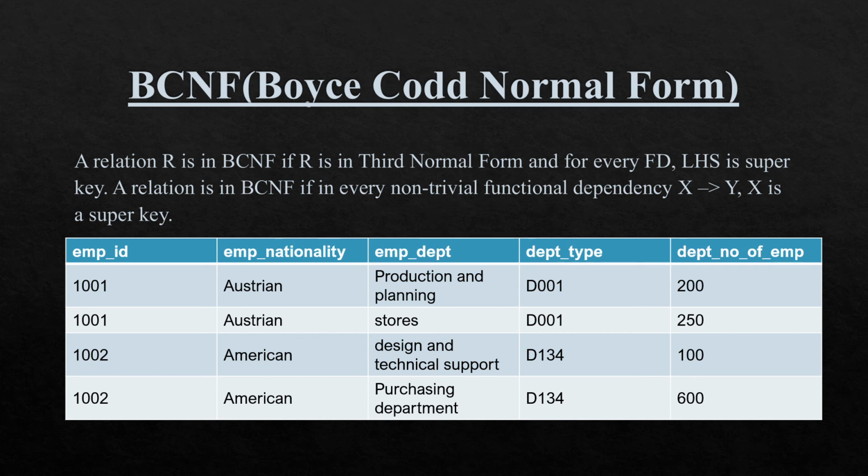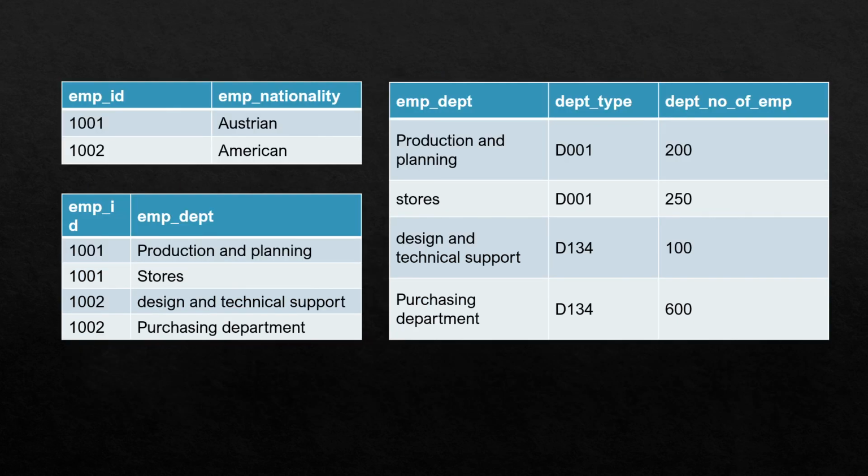To make the table comply with BCNF, we will break the table into three different tables. First will be the employee nationality table, which contains employee ID and employee nationality. The second table will be the employee department table, which contains employee department, department type, and department number of the employee. The third table is the employee department mapping table, which contains the attributes employee ID and employee department.